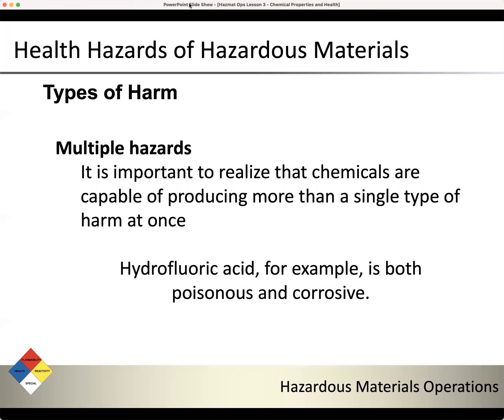It's important to realize that chemicals are capable of producing more than a single type of harm at once. They have multiple hazards. So gasoline, it's a carcinogen and it's flammable. Another example would be hydrofluoric acid. It's both poisonous and corrosive. A drop on your skin will kill you. It'll also eat through a metal container.